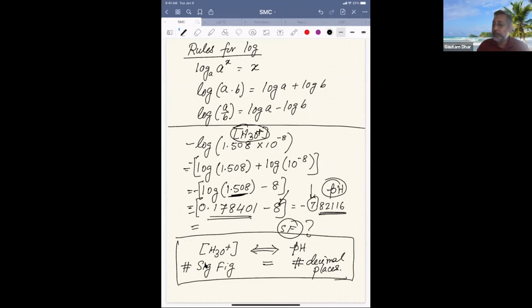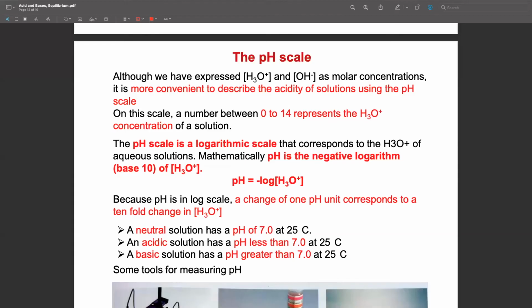Okay. So that's how we decide how many decimal places the pH should have, because you get a whole number, and that's because of the mathematics of the log, nothing to do with chemistry. Okay. Just remember it like that. So this is the expression of pH.